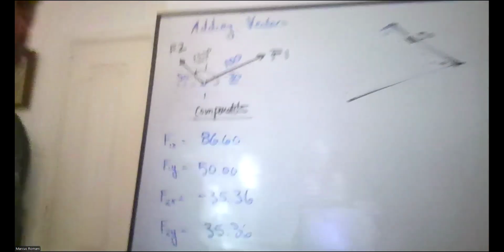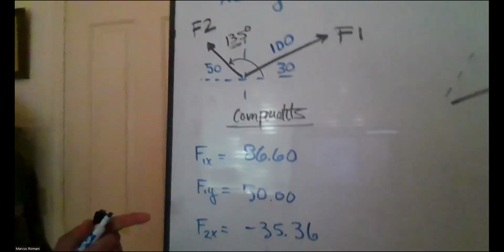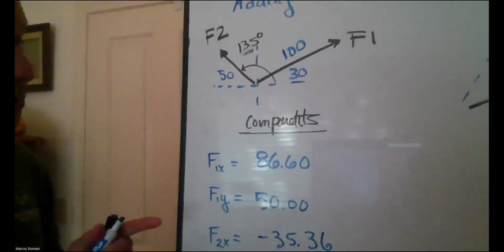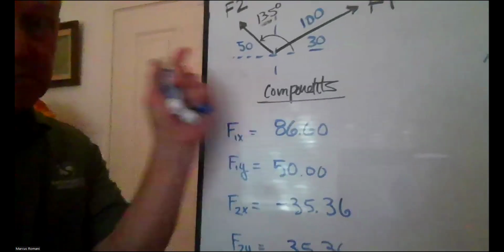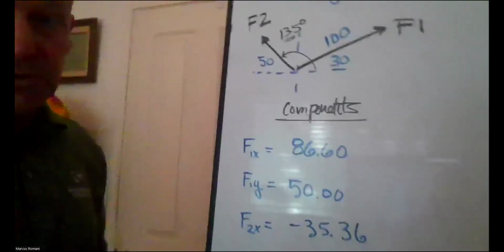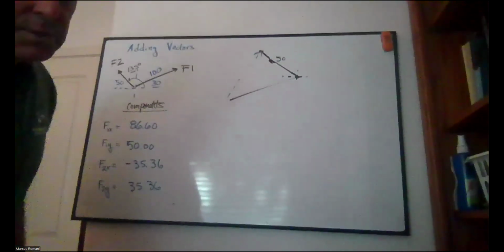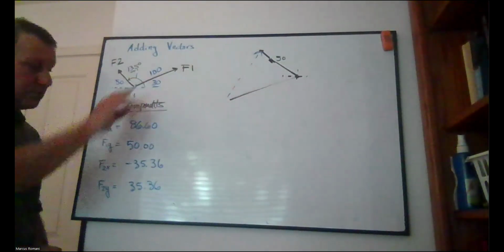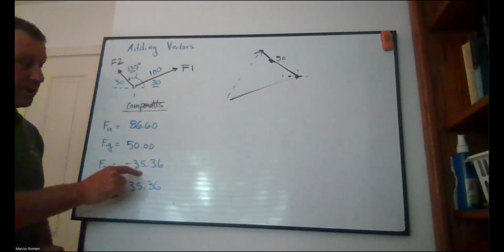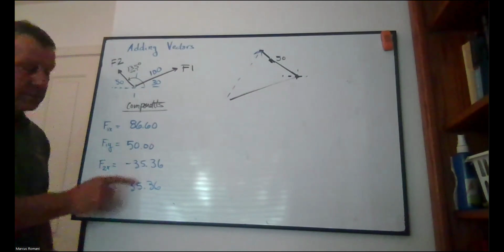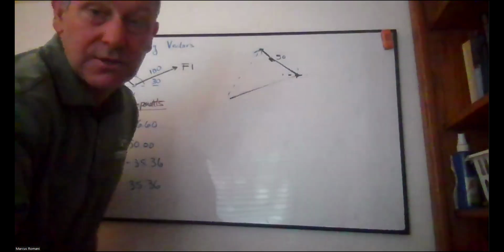Okay, so here are my results. For F1, its X component is large, 86.6. Its Y component is 50. And then for F2, its X component is negative because it's pulling to the left, and its Y component is positive. So then how do we go about adding those up? Well, we can say that the total force in the X direction is the sum of these two. And so there's going to be a little bit of force in the X direction, and the force in the Y direction is the sum of these two. So then we actually add components. So pause for a second and I'll take a look at that.